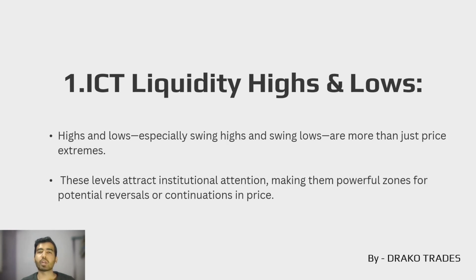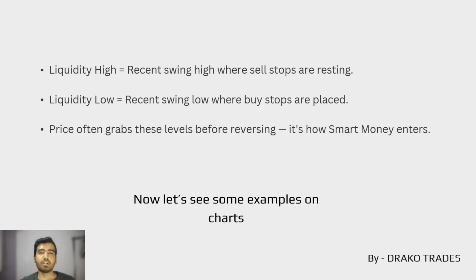What I mean by liquidity highs and lows is that these swing highs and lows are not just swing highs and lows, because we have to check them on 15 minutes, 4 hours, daily and weekly. And when these swing highs and lows are compared, we can see that price instantly gives a reaction when it is checked on higher time frame. A liquidity high is a recent swing high where sell stops are resting, and a liquidity low is a swing low where buy stops are placed. Price often grabs this level before reversing. It's how smart money enters.